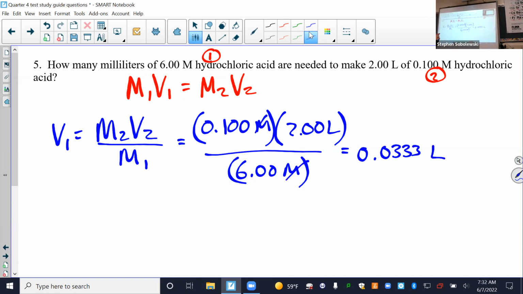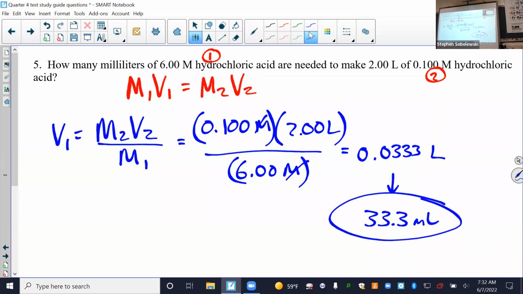Now the problem asks for milliliters. So I'm going to now convert that into milliliters by multiplying by 1,000 and giving us 33.3 milliliters. All right. So that's what you would do. You would carefully pipette out 33.3 milliliters of your stock solution and put it in enough water to get you to 2 liters. And there's your solution.